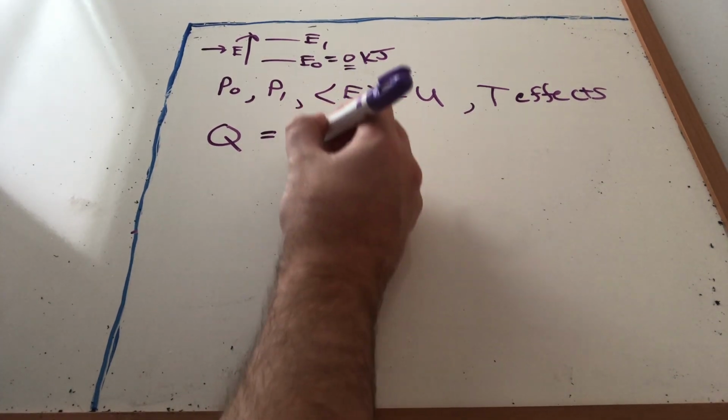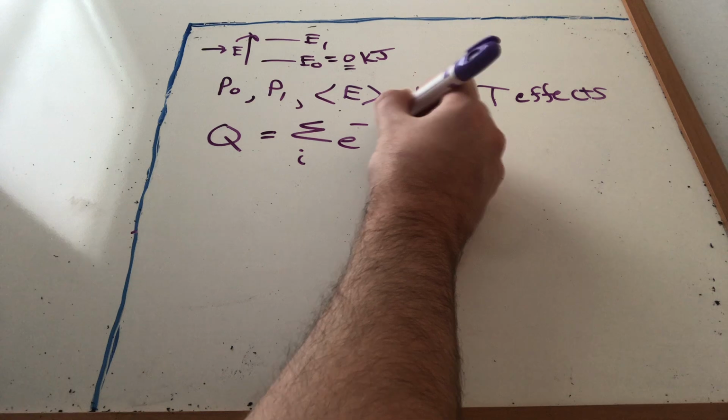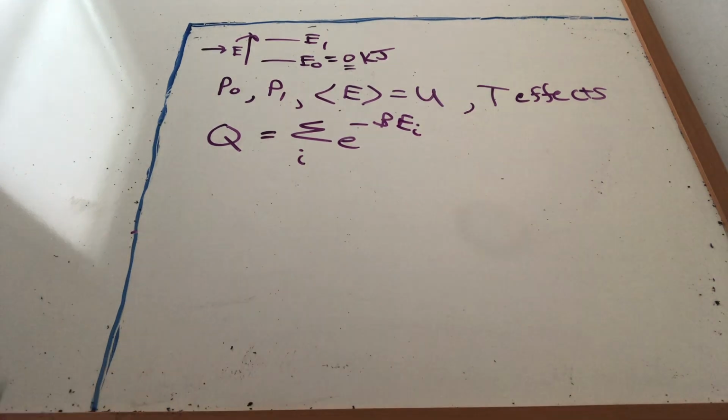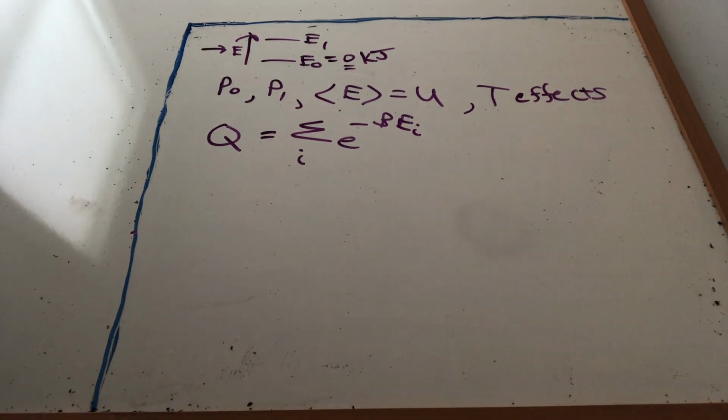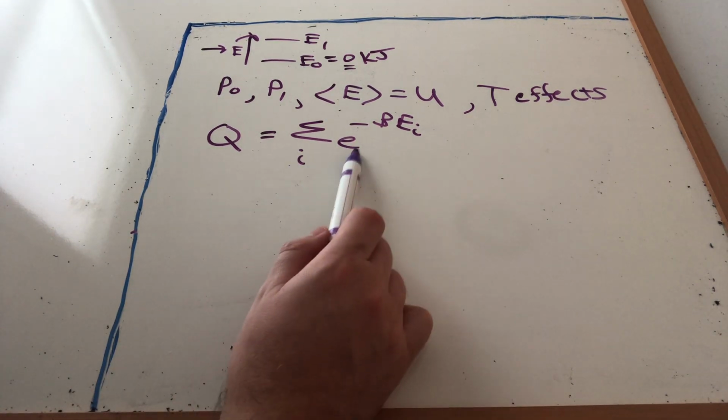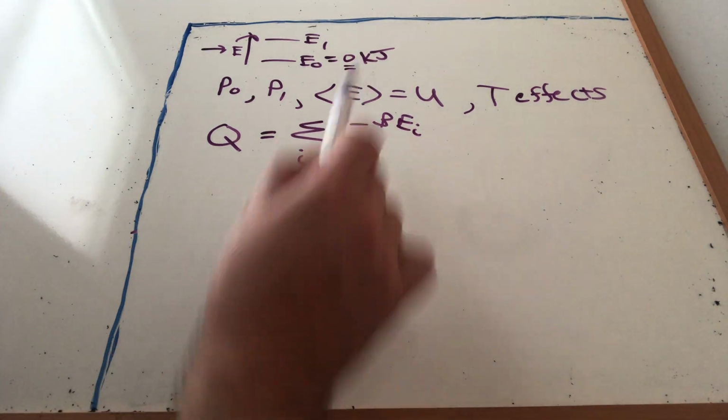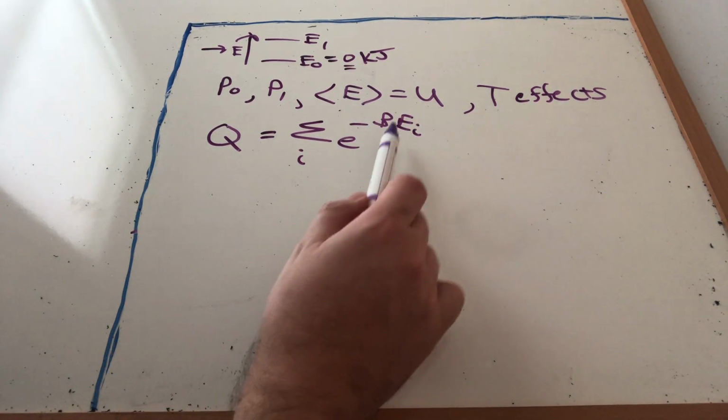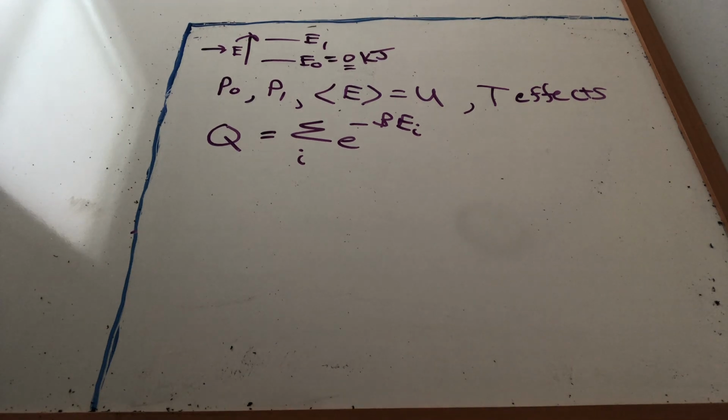The formula we gave you for the partition function was this. We look at all our observed energies, all the possible energies that we have. We sum over e to the minus beta, remember, beta is 1 over kT, e to the minus beta, all those observed energies. Well, here there's only 2 possible.